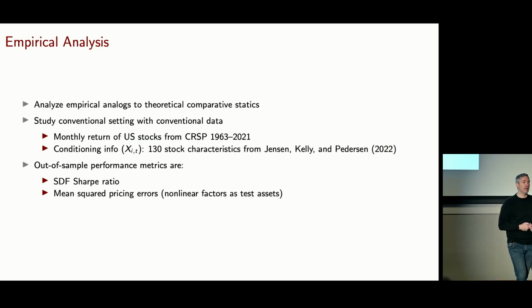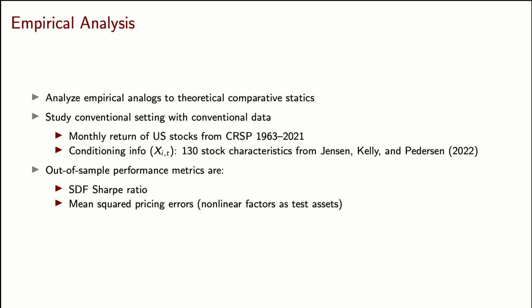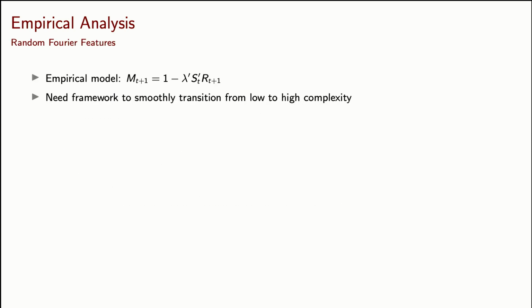So I'm going to analyze a very standard empirical setting. All right, we're going to be looking at monthly returns on US stocks from CRSP, 1963 to 2021. The raw conditioning info X is going to come from the same data that Jens was looking at a moment ago from this replication crisis paper. And I'm going to build a bunch of models. And I'm going to look at models that are small, models that are large. I'm going to look at their out-of-sample behavior in terms of SDF Sharpe ratio and pricing errors. Okay, so let's take a look at what we have here. Now, there's one trick to getting my empirical analysis to line up with the theory.